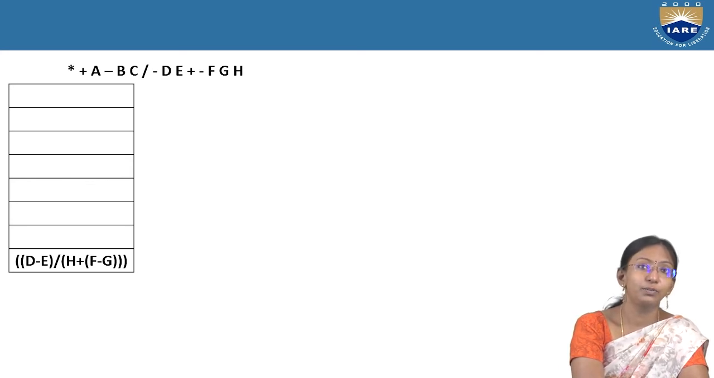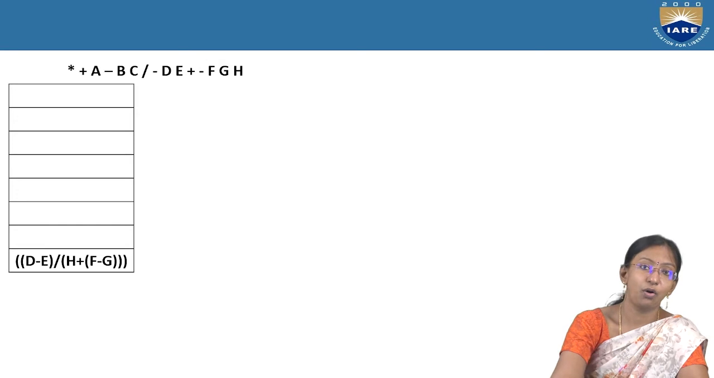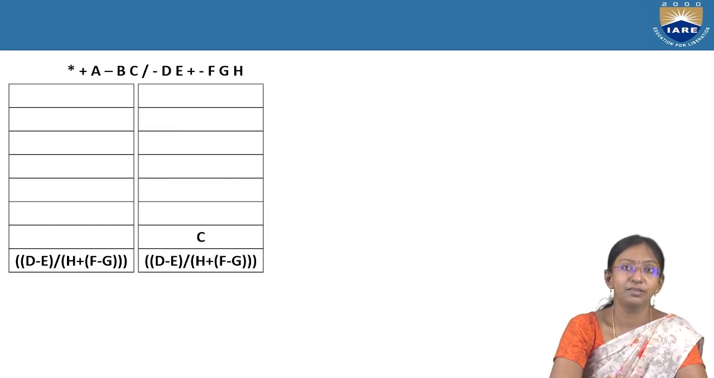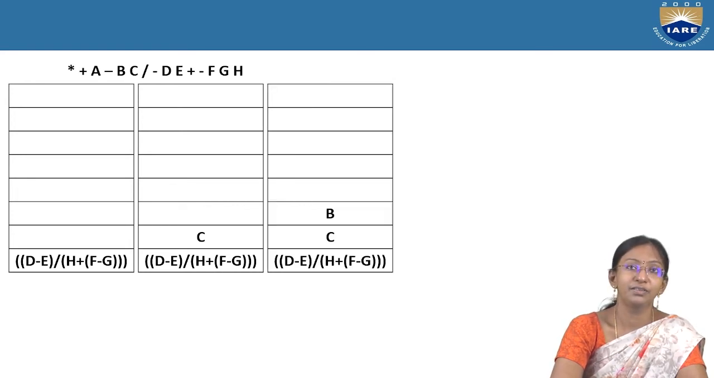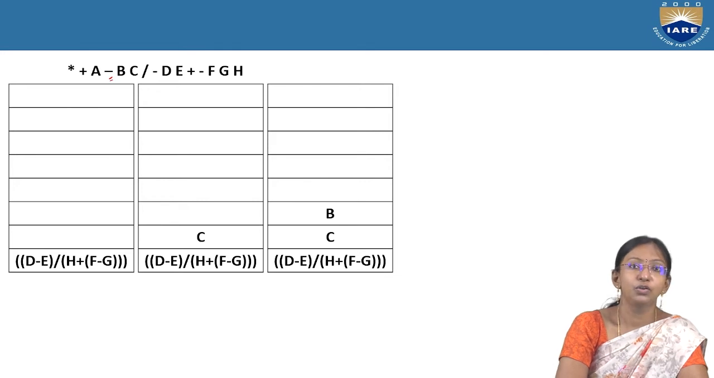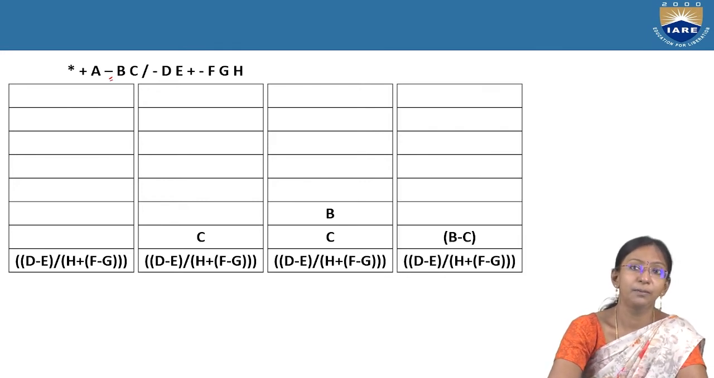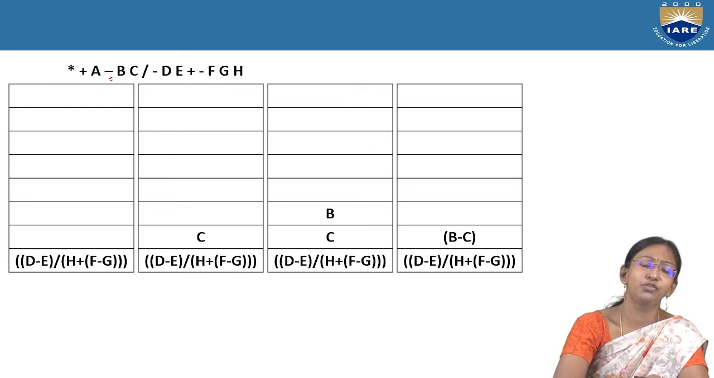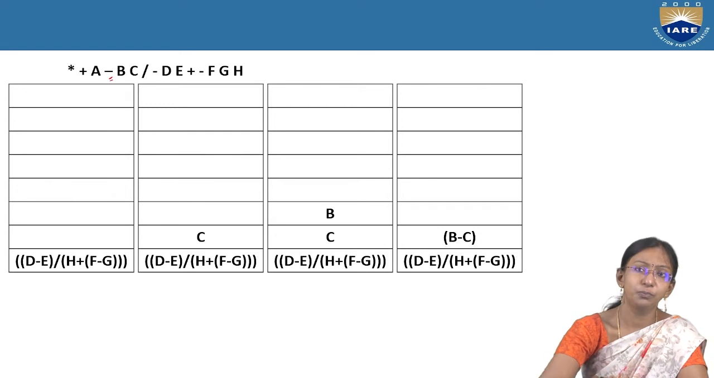The next character to be considered is C, which is an operand. I'm going to push it into the stack. Next is B. Even that is an operand, so I'm going to push it into the stack. Next comes an operator, minus. So pop the elements, B, then C, concatenate them with the operator which you encountered, which is minus, and push it into the stack. This is very simple.